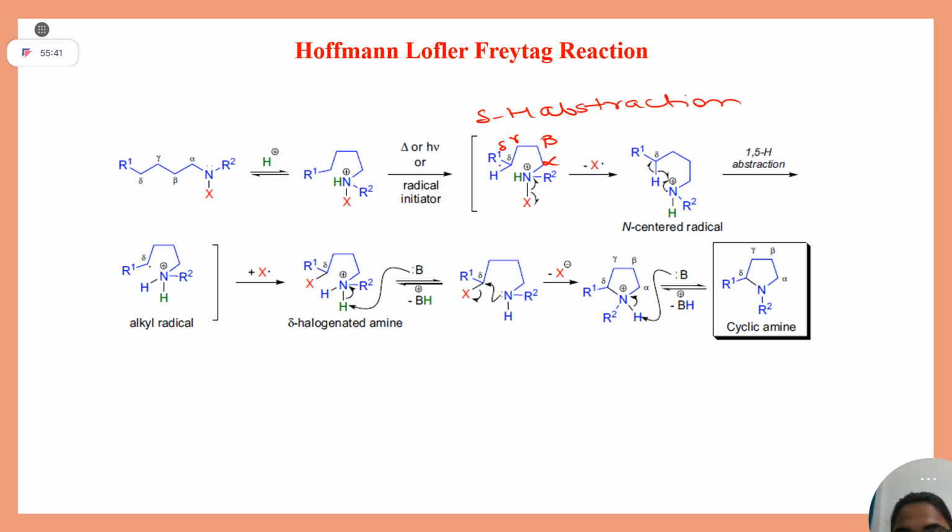Why hydrogen abstraction? It will become H plus X negative. Actually, it is not an ionic mechanism. It will go radically. H dot and X dot will meet and become HX. So minus HX. And now these two will meet. One, two, three, four, five membered cyclic amine will form. Understood? So this is the mechanism for this. I hope it is clear to you. Okay.